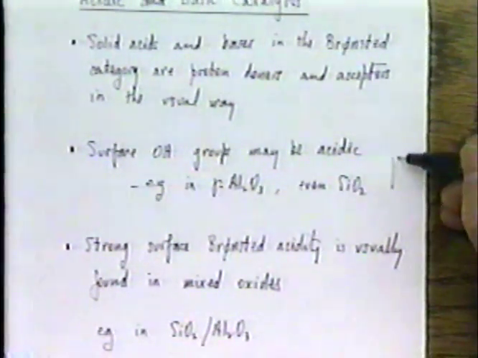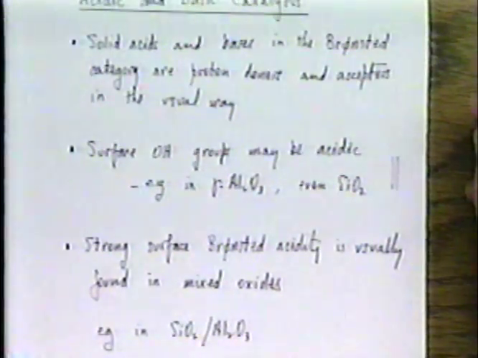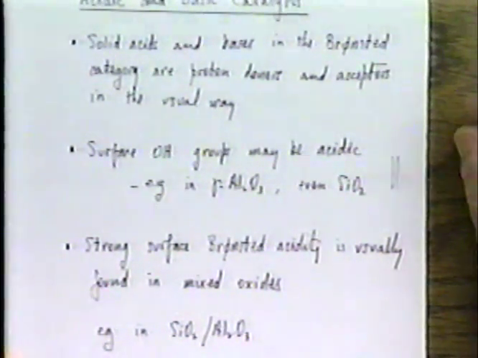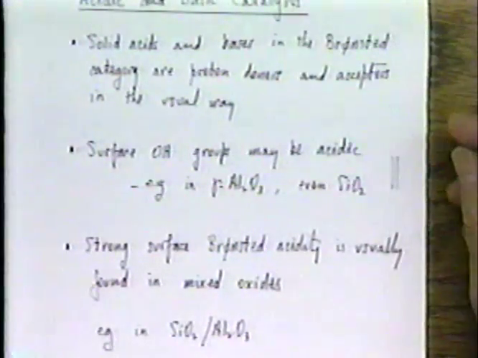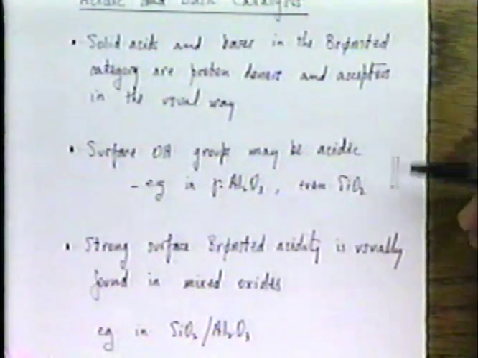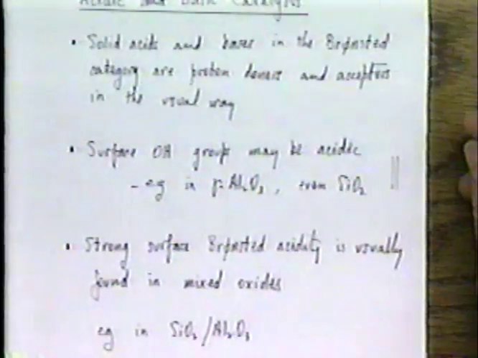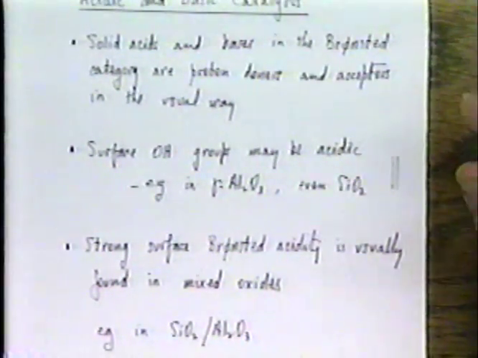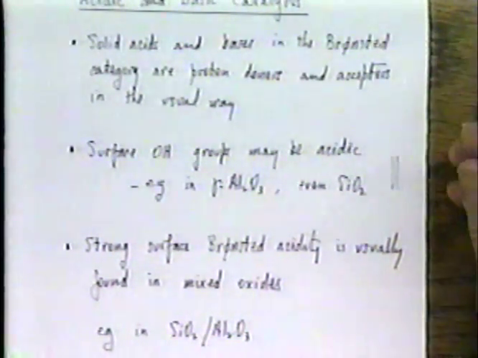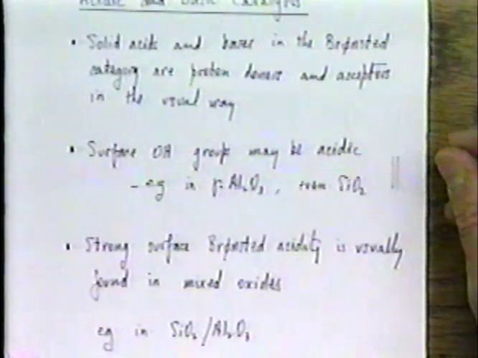Surface OH groups may be acidic, that is they may function as proton donors, and a typical example is gamma alumina. Even silica has surface OH groups which have appreciable acidity, and that's readily demonstrated by the use of colour indicators, and the use of colour indicators for characterisation of the acidity of solids we'll return to towards the end of the course when we say something about catalyst characterisation.